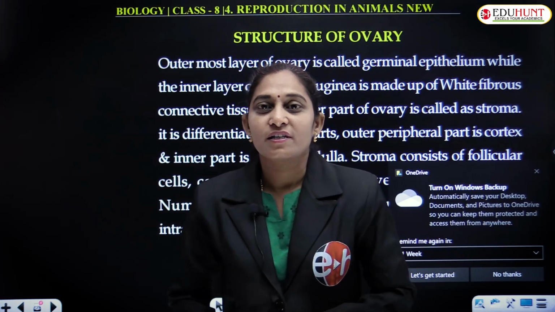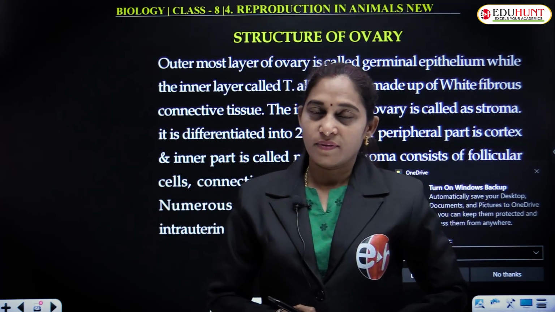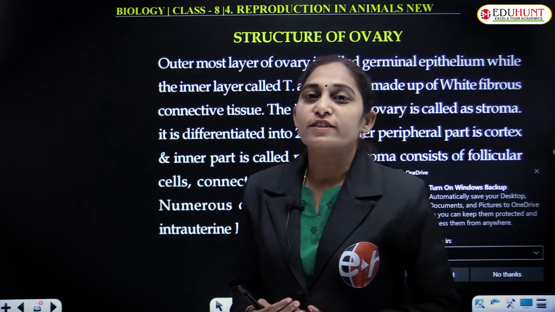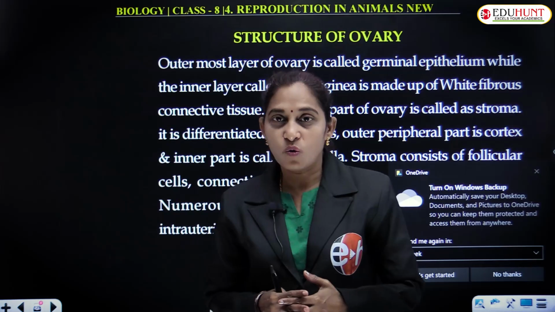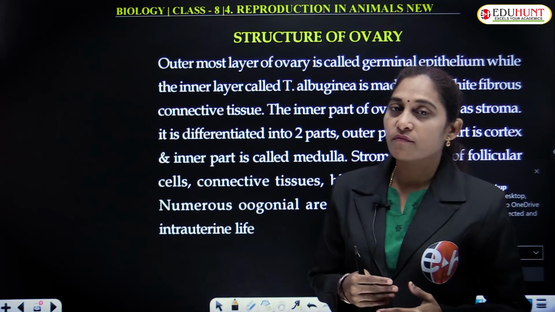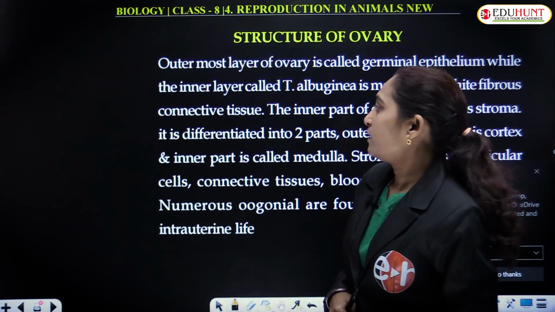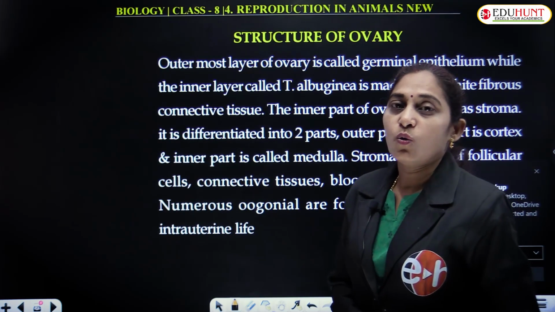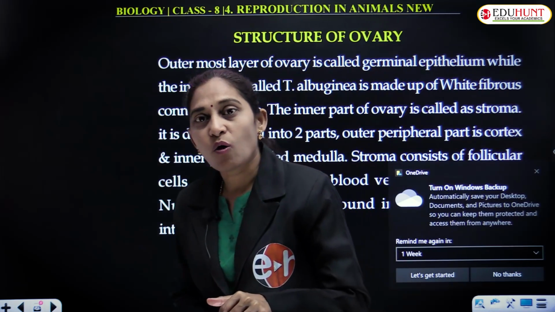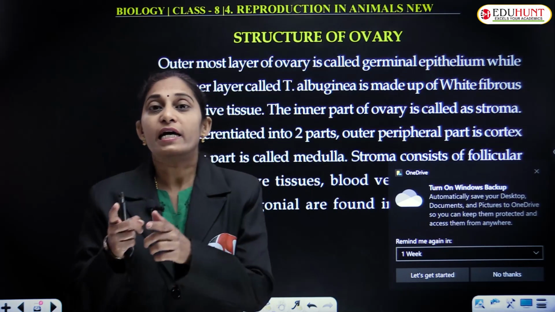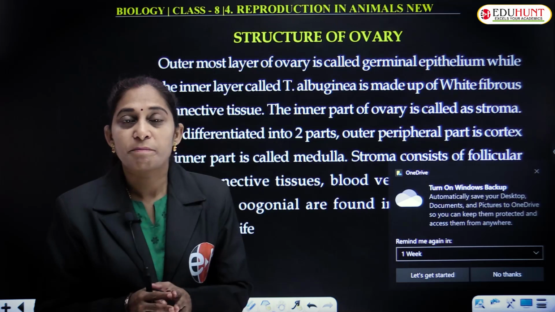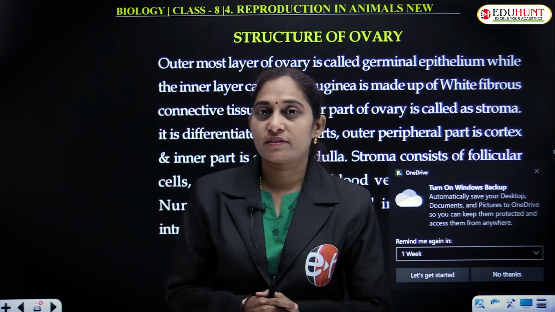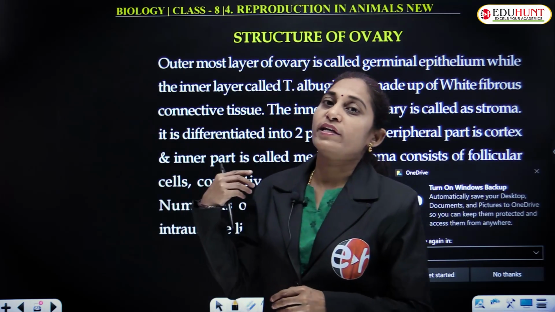We are discussing the female reproductive system, female reproductive organs and ovulation, that is, the release of the ovum from the ovaries. Let's begin. What is an ovary? Ovaries are a pair of female reproductive structures present in the abdomen. Let's see the structure of the ovary.